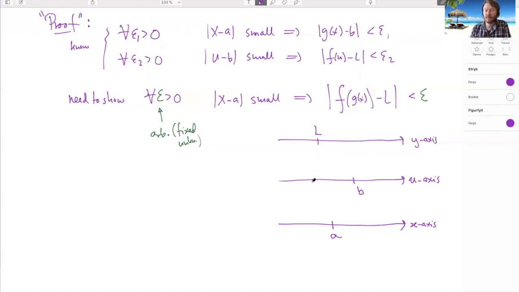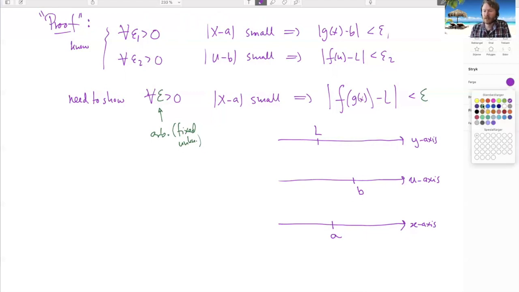What we want to show is that as x gets closer to a, we know the corresponding u's get closer to b, and then if we feed these into f, being close to b means that we're close to L. Of course, we know separately that f sends stuff close to b to stuff close to L, and we know that g sends stuff close to a to stuff close to b. So we should be in good shape.